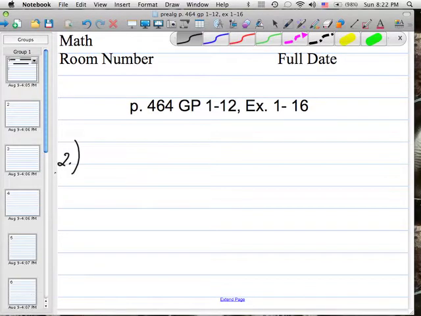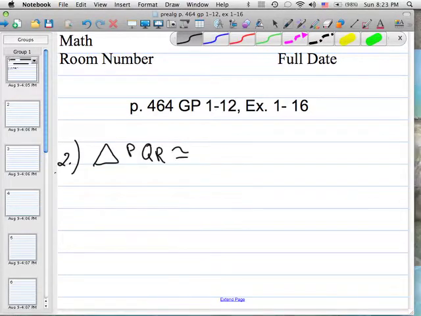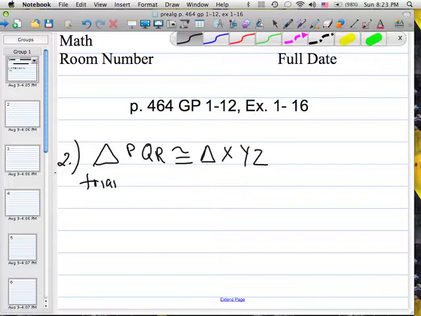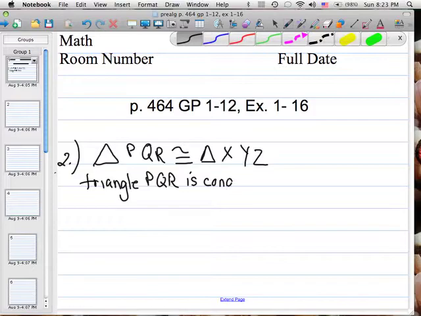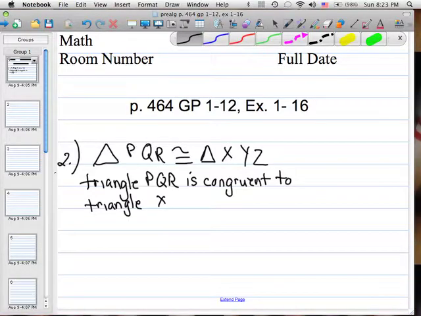We're to write the following statement in words. This is what they have in the book. And you don't have to write this down. You write how it translates. So it translates to triangle PQR is congruent to triangle XYZ.